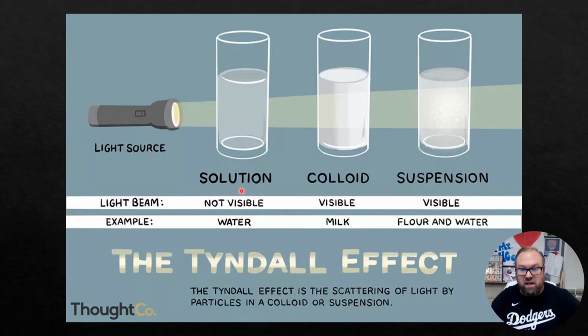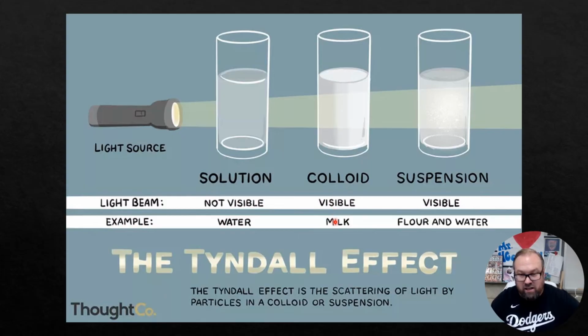Now, in a solution, if you hold a beam of light up, you will not see any light go through that water, right? You're not going to see any beam go through that glass of water. It's really bizarre, but it has to do with reflection and or the refraction of the photons through the water molecules that are there. Okay, so the Tyndall effect is the scattering of light by particles in a colloidal suspension. Now, in water, there's no beam of light visible. Why? Because it's a true solution.